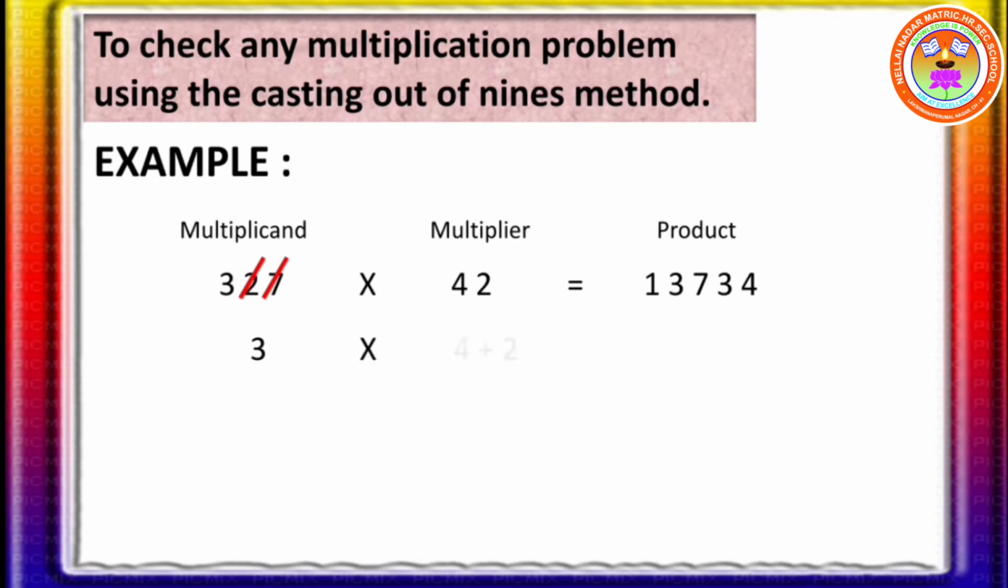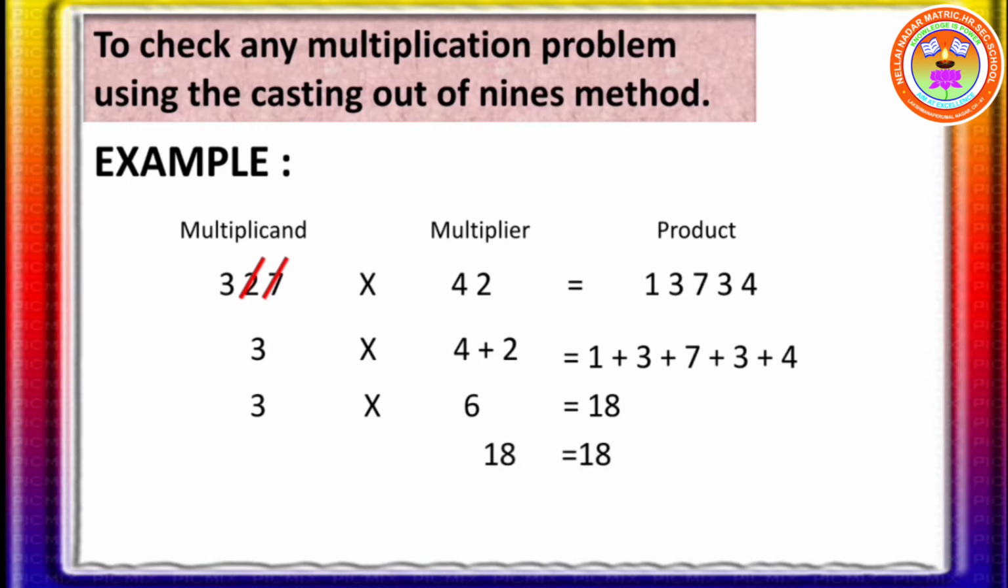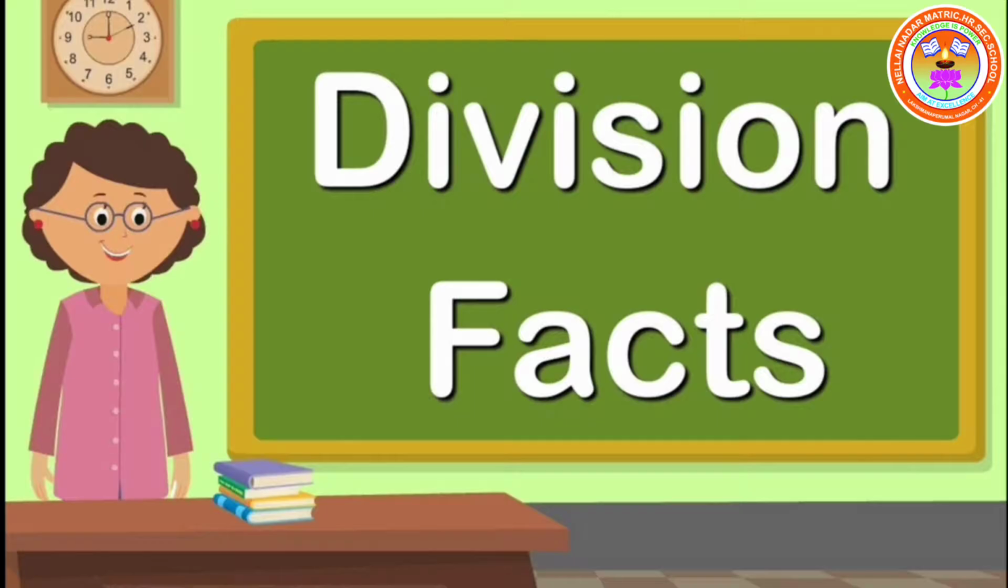4 plus 2 is equal to 1 plus 3 plus 7 plus 3 plus 4. 3 into 6 is equal to 1 plus 3, 4. 4 plus 7, 11. 11 plus 3, 14. 14 plus 4, 18. 3 into 6, 18. 18 is equal to 18. Add the digits: 1 plus 8 is equal to 1 plus 8. 9 is equal to 9. It is a multiplication fact.